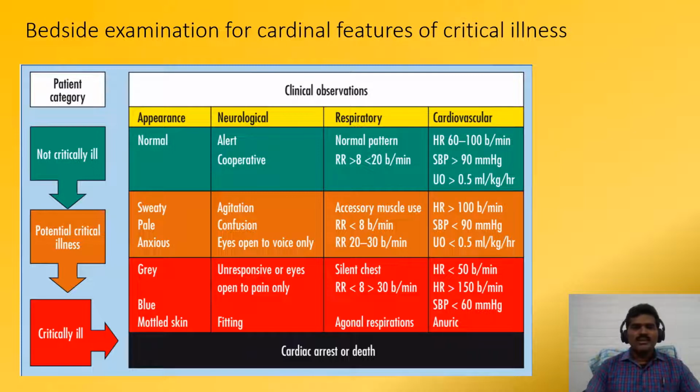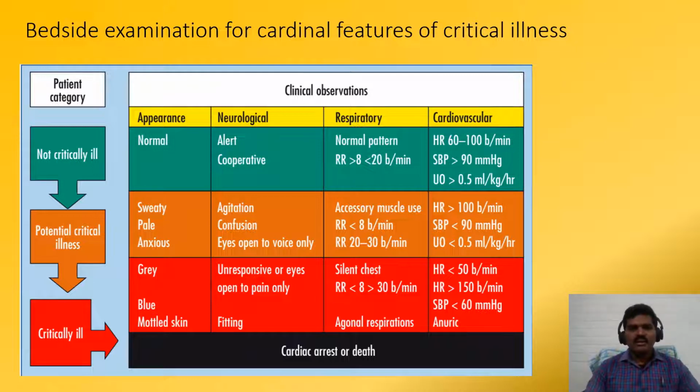They'll usually be unresponsive or eyes open to pain only. They fall into P in AVPU, or they will be having shivers. Chest is usually silent because there is not much respiratory excursion. They're not able to breathe properly. Respiratory rate is either less than 8 or greater than 30, which indicates severe respiratory distress, or they might be having agonal respiration, which indicates a pre-arrest state.